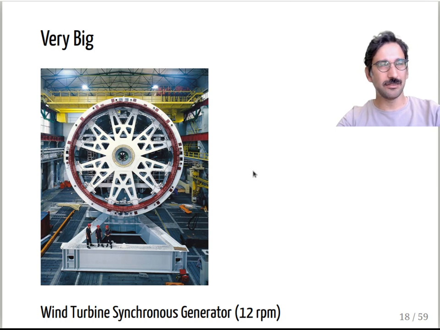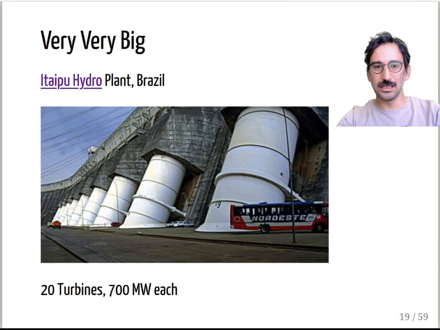I think they have 5 megawatt or even larger models, but it's rotating at just 12 RPM, 12 rotations per minute. And I think you can see the workers here. Okay, and you can understand the size of that thing. I think it has a 10 meter diameter or something like that, and all those things are the stator of the generator. And they can be even bigger.